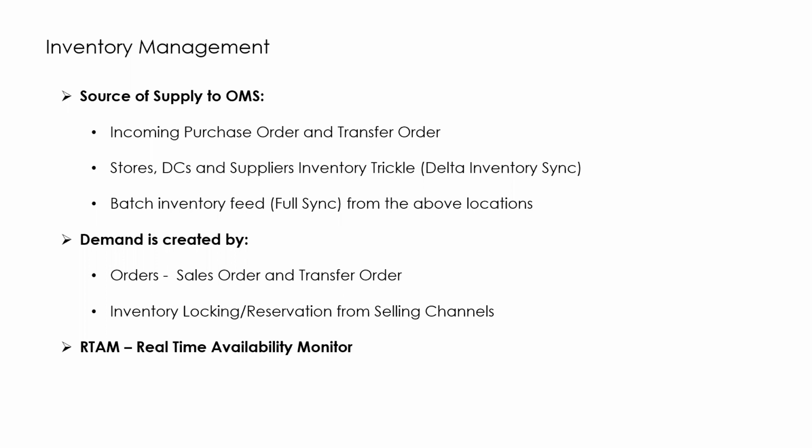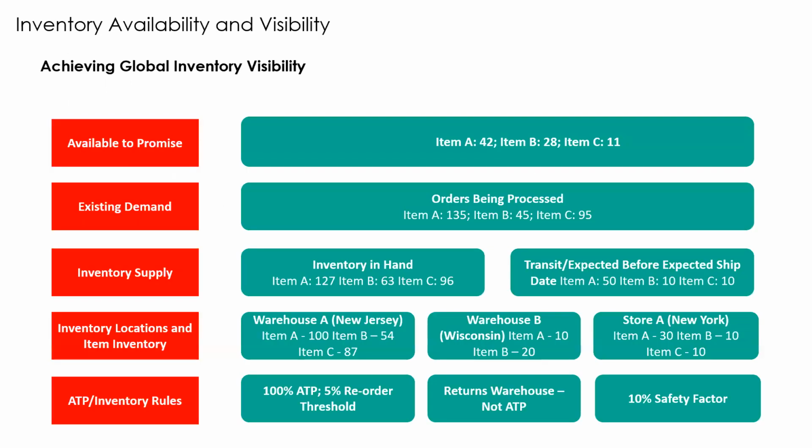It's called RTAM, and again it's delta and full. So full could be once in a day, and delta, as the inventory keeps changing, you give that picture to the selling channel. That is how OMS plays a very important role in inventory management. I have taken one example here so that people understand better how global inventory visibility is given. Three items are taken: item A, item B, and item C.